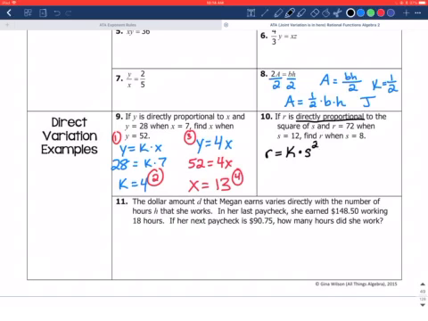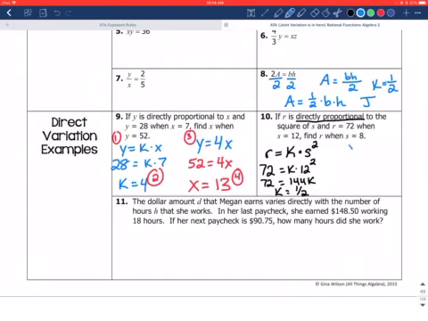We're not doing the root sign, the radical, because it doesn't say square root. If it said square root, we put the radical sign. If it just says square, you're raising it to that power. So there we set up our equation. Now we plug in 72 and 12, and we're going to solve for k. So that's 72 equals 144k, and k will equal 1/2 when you solve that out.